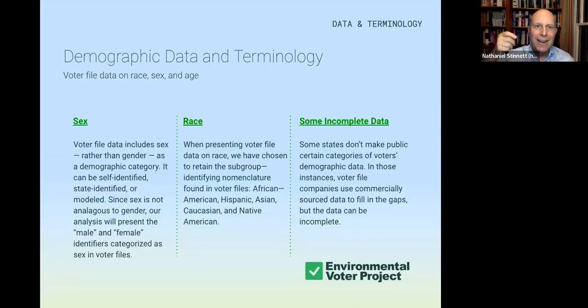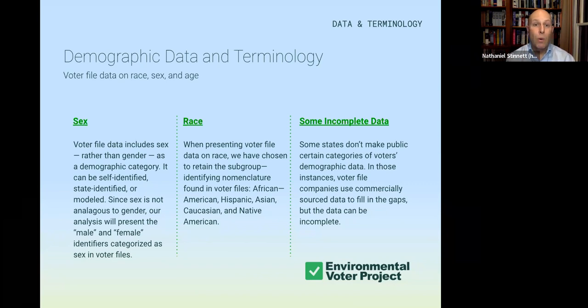Oh gosh, I forgot. I need a little bit more data and terminology. I'll go really, really quickly through this. Voter files do not provide gender data. They provide sex data. Obviously, sex and gender are not analogous. And so rather than try to assume that everybody labeled with a particular sex in voter files is that gender, just understand this is why we are going to talk about this as sex rather than gender.